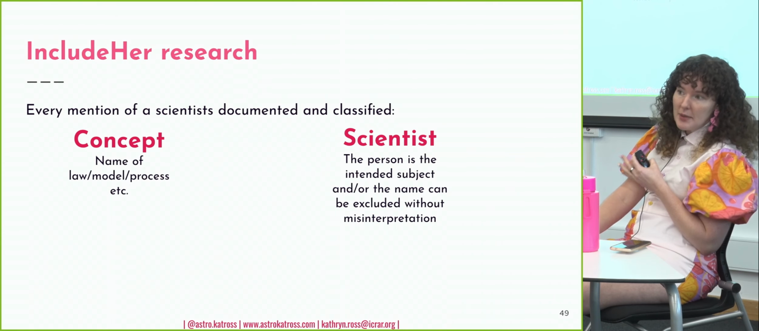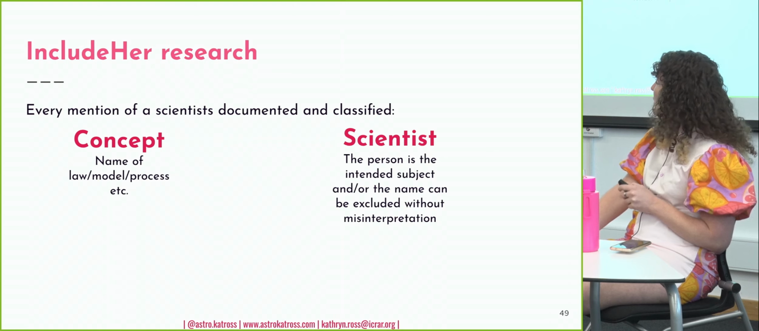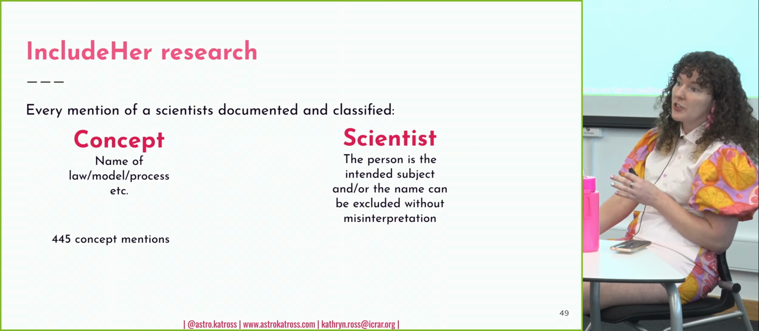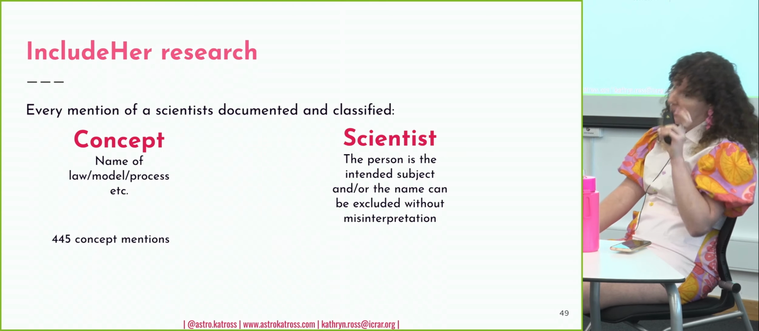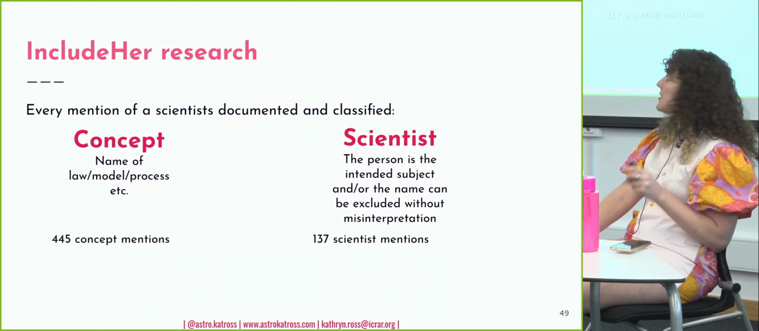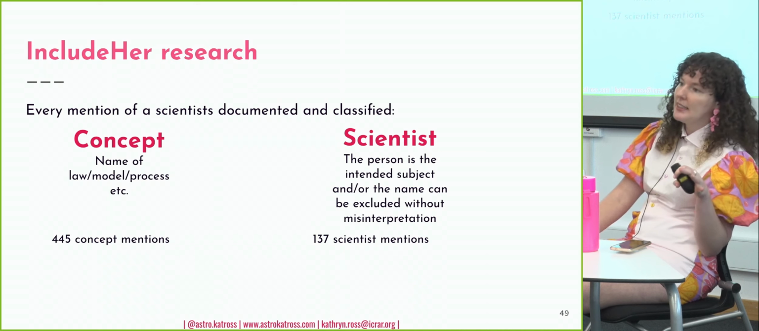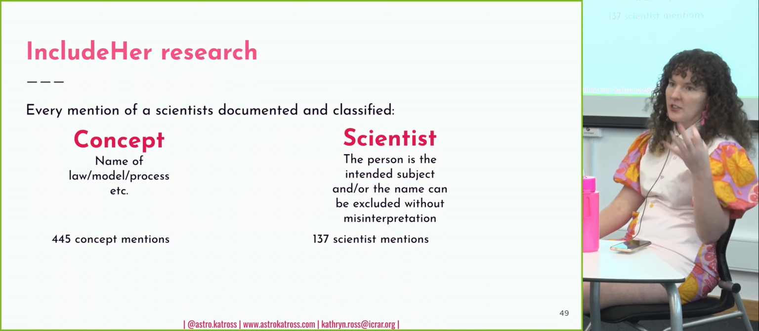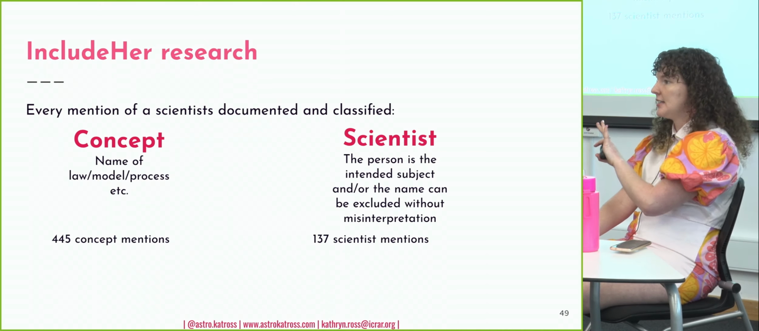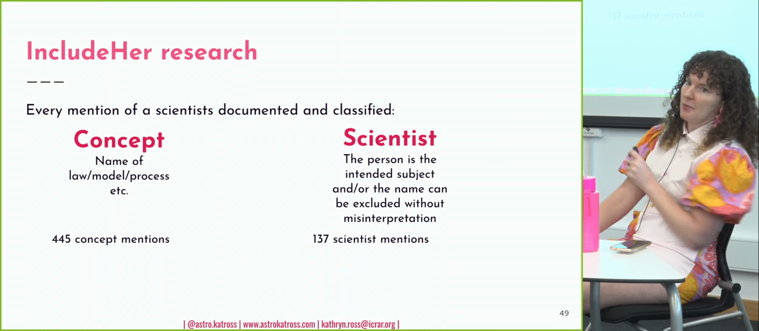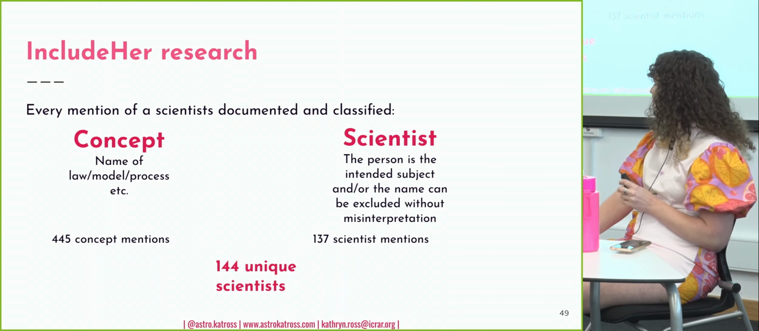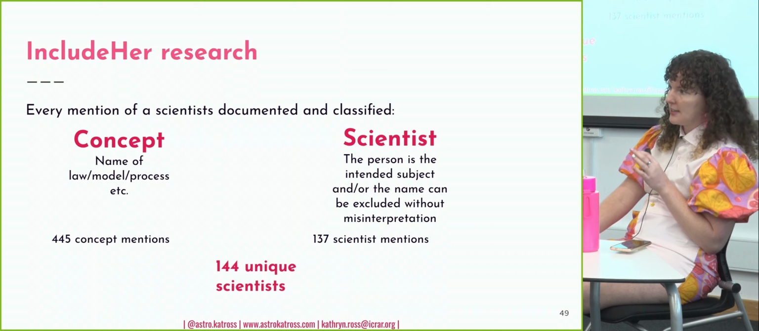Let's have a look at all the mentions and break down the stats. So we found there were about 450 mentions of concepts or scientist concept mentions versus about 130 mentions of the scientist themselves. So we're overwhelmingly seeing the mentions being included because of these concepts rather than a focus on the scientist, but there is still quite a large number of scientist mentions. Overall, there are 144 unique scientists that are mentioned.